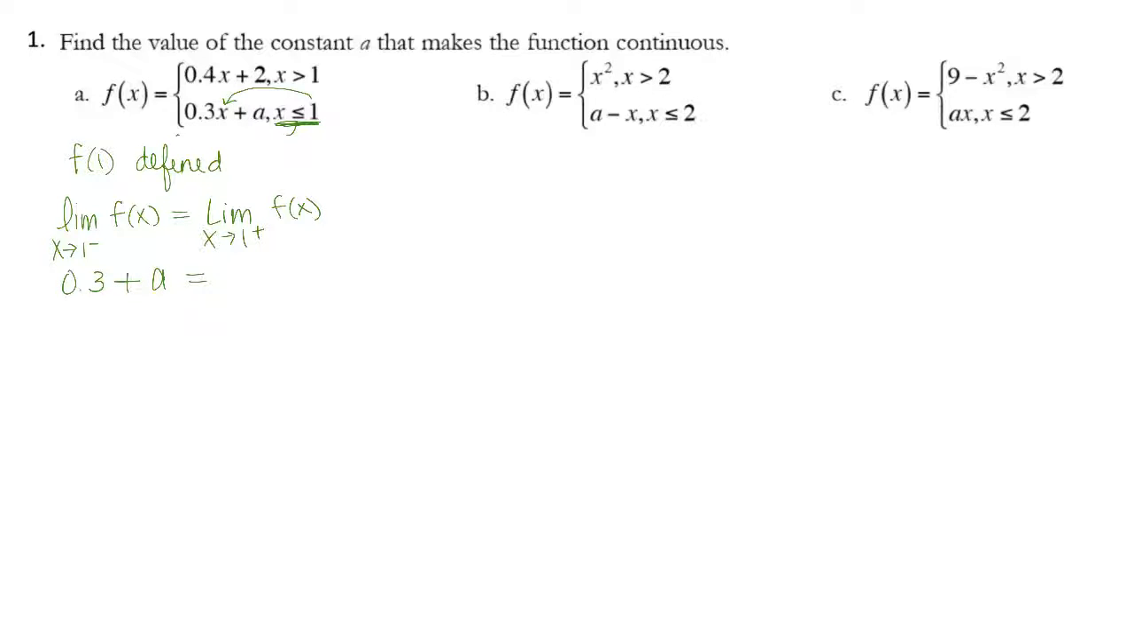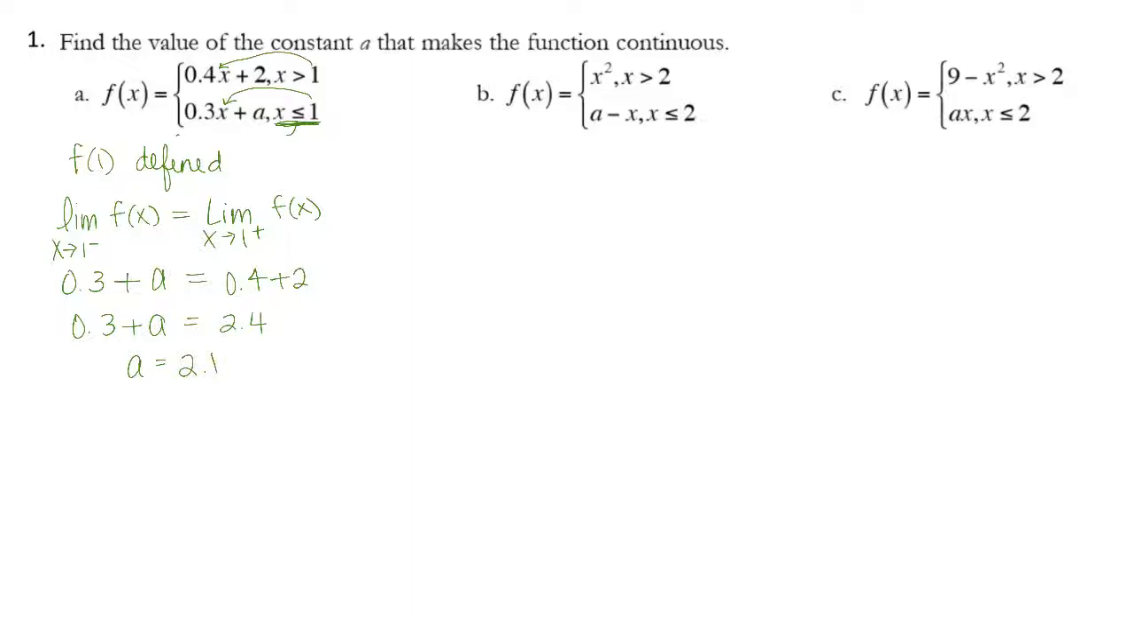And then on the other side, the limit as x approaches 1 from the right, I'm going to substitute in, and I have 0.4 plus 2. So that looks like we have 0.3 plus a equals 2.4. And so solving this for a, it looks like the value needs to be 2.1. Okay, moving on to the next.